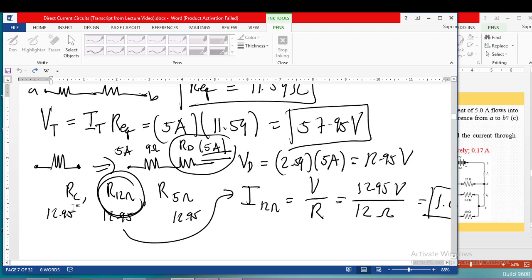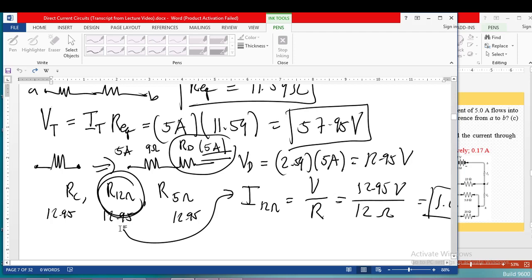So meaning that they have the same voltage. To find the voltage, you simply multiply the resistor Rd, 2.59 ohms, and the current flowing through Rd, which is 5 amperes. So that is equal to 12.95 volts. And since they are in parallel, the voltage across the 12 ohms is 12.95 volts.